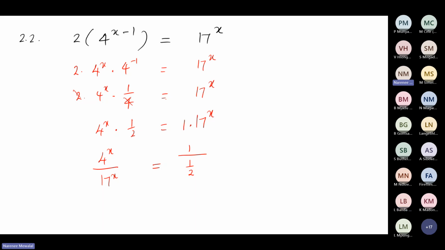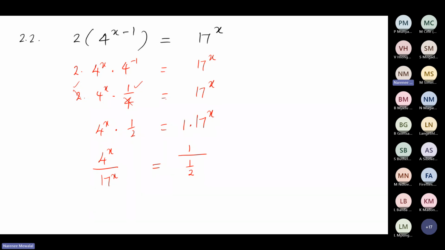I'll answer. So you've got 4 to the power x, right? And then you had a 2 here, and you had a quarter here, right? So the 2 cancelled off with the 4, and it left you with 4 to the x times half. And you just had a 17 to the power x on the right-hand side, but you know that anything that's just written really means it's multiplied by 1.